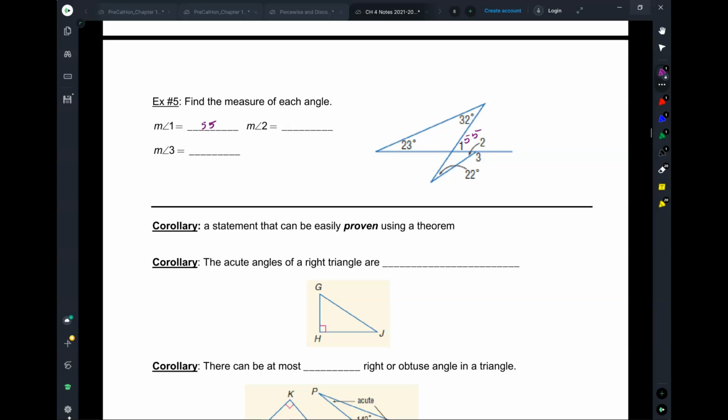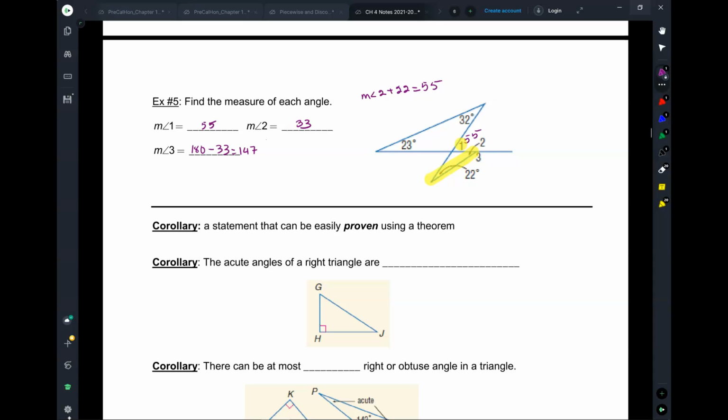55 is an exterior angle, right? 55 is an exterior angle, and it's the sum of angle 2 and 22. So measure of angle 2 plus 22 equals 55, so 55 minus 22. So measure of angle 2 is 33. And if that's 33, the other one is 180 minus 33, 147. Okay? All right.